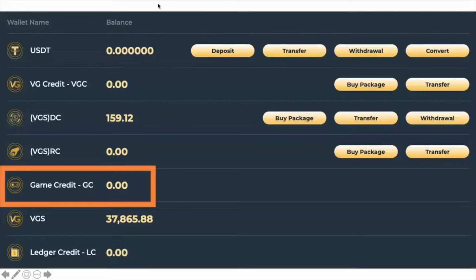Now I'm going to move on to game credit. We've just gone over the first four wallets. Game Credit is part of the betting platform that's coming out soon. The company will be rolling that out in the days to come. I'm not going to go too much more into it just because the company will be explaining it in greater detail this coming week.